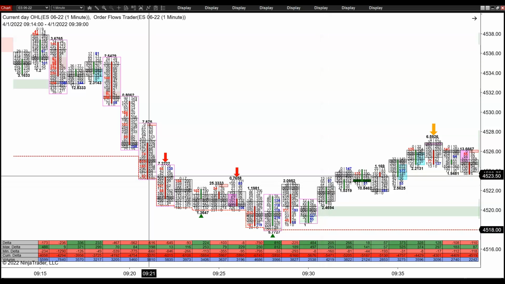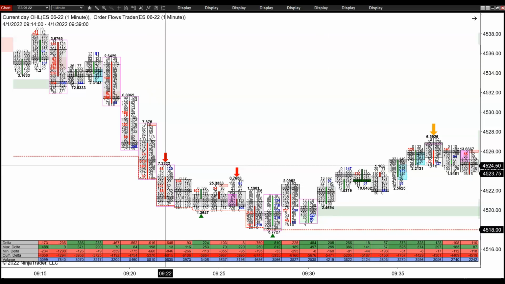Pepe asks, yeah, this is on a footprint chart. This is from the Orderflows Trader software chart.